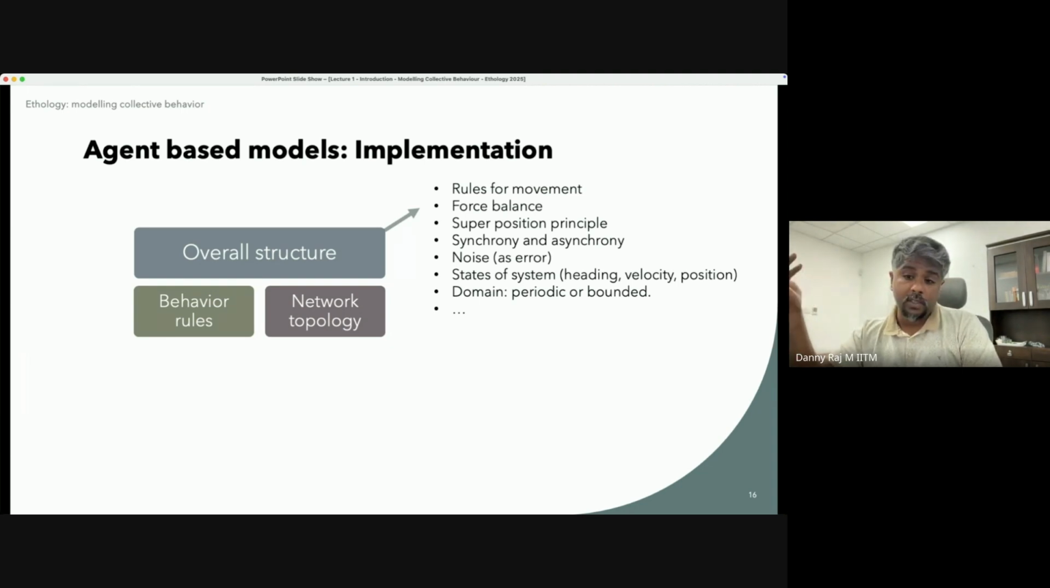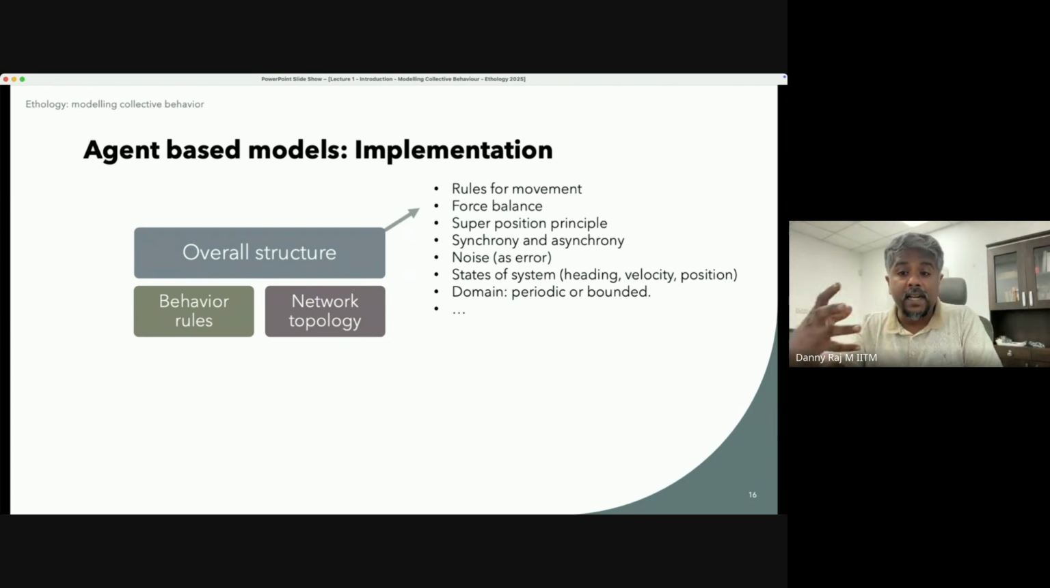Then there is the superposition principle. Let's say there is multi-physics in your system. Are you going to add them? Are you going to implement them one at a time? How are you doing it? The context will set all of this. In many physics problems, we always add forces. Net force is always the sum of all forces. That's a very physics way of thinking. But do animals do the same thing? When you think of forces or rules in the behavioral context, how do you think about it? So: superposition principle or not.